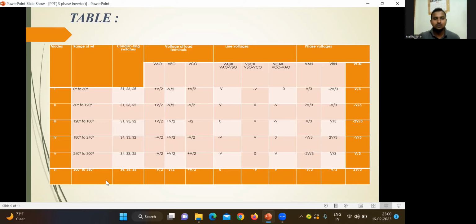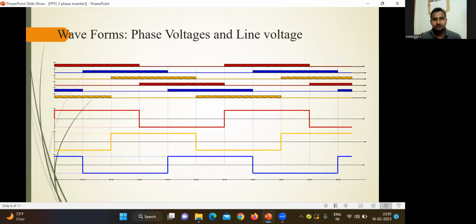Next, from 300 to 360 degrees, S4, S6 and S5 are conducting. The phase voltages are minus V by 3, minus V by 3 and plus 2V by 3. These are the modes of operation in 180 degrees conduction mode, from 0 to 360 degrees.